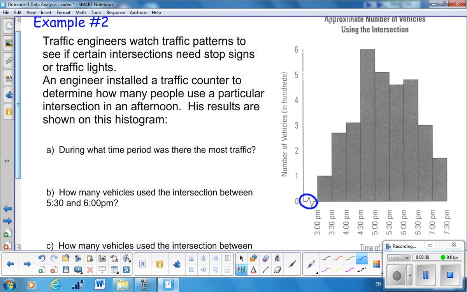Answering some questions from our histogram. During what time period was there the most traffic? So if we go to our graph, the most traffic is going to be from the highest bar. And if we look at what that time period is, it's between 4:30 and 5 o'clock.